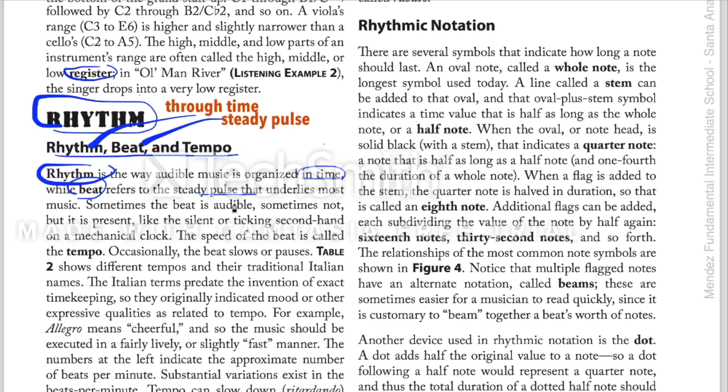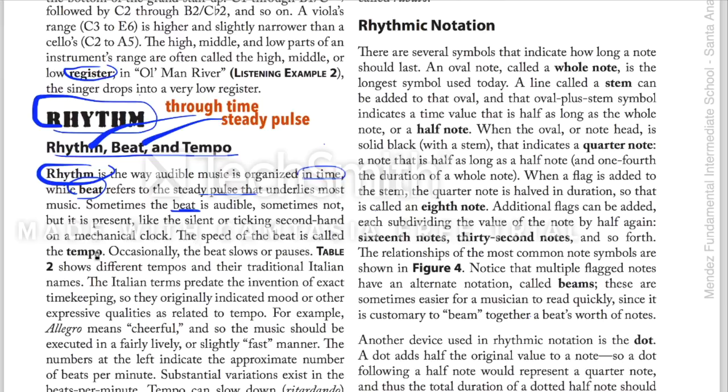Sometimes the beat is audible, sometimes not, but it is present like the silent or ticking second hand on a mechanical clock. So sometimes you don't hear a beat, and that's why sometimes when you watch musicians play an instrument, especially in an orchestra or band, you will see that they are helping their rhythm by doing the beat with their foot. So you can see them tapping lightly on the floor so that they can see that their beat is correct. Next, we have tempo.